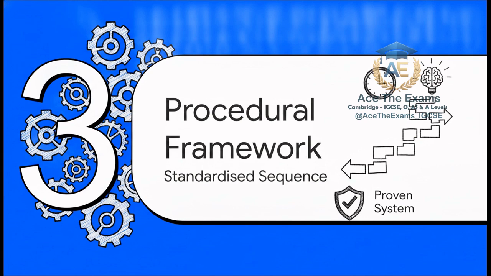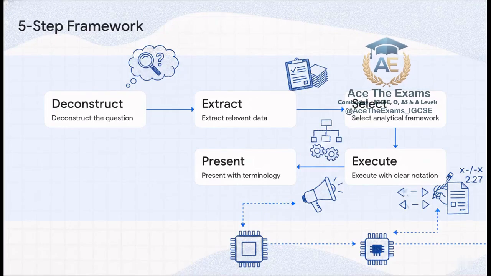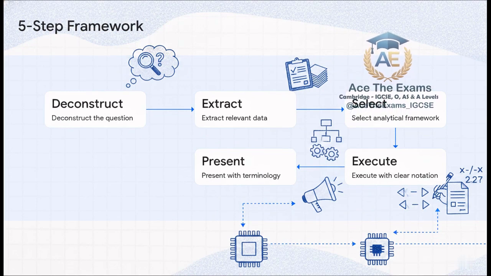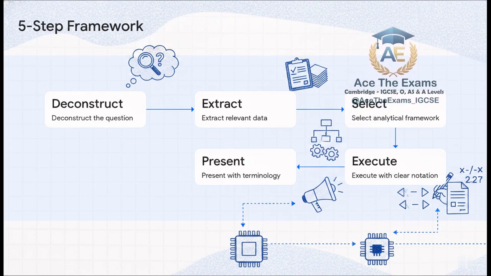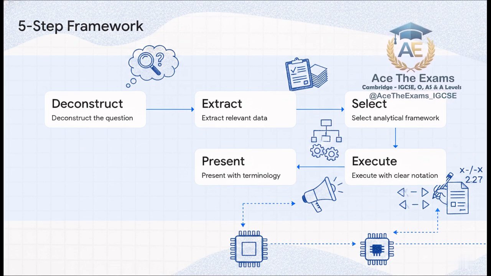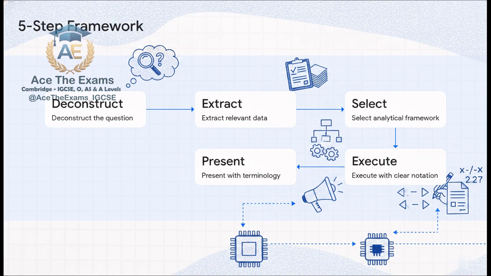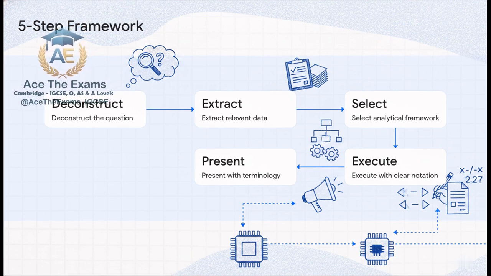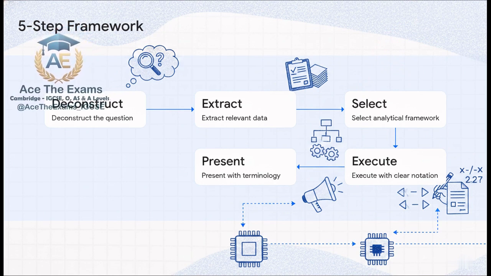Moving right along to Section 3, the procedural framework. Okay, this 5-step sequence is your standardized, no-nonsense pathway to top marks. Let's make this interactive. Step 1 is deconstruct the question. You have to decode the command words. Are they asking you to describe, analyze, or evaluate? If it says evaluate and you just describe, you've already lost.